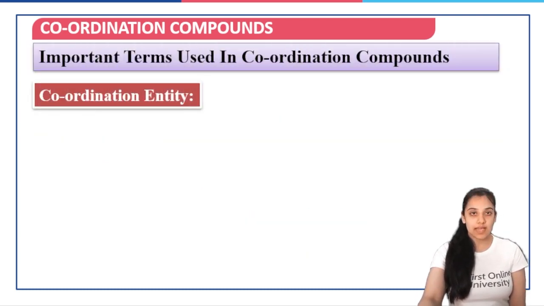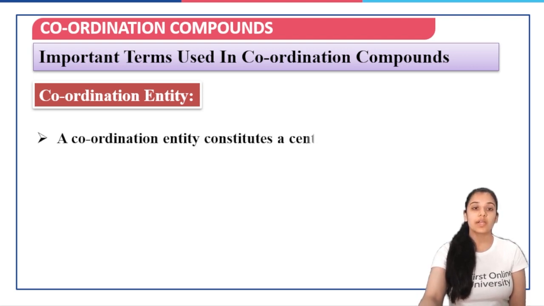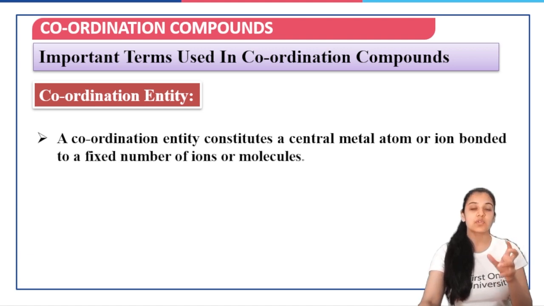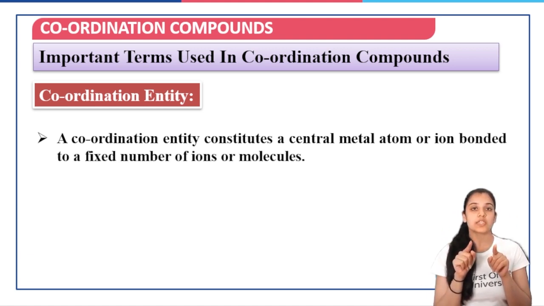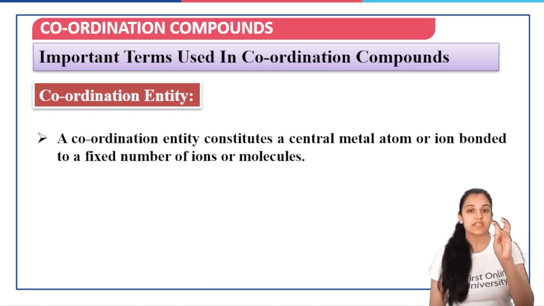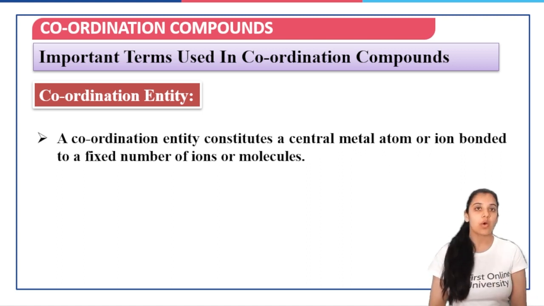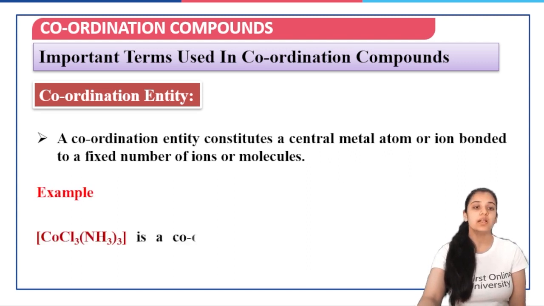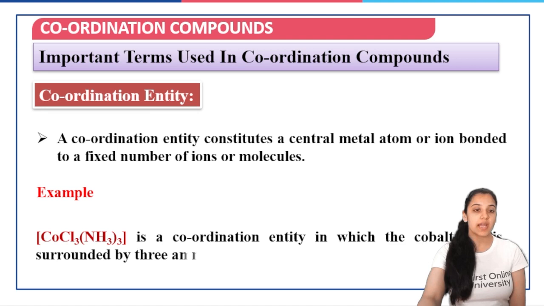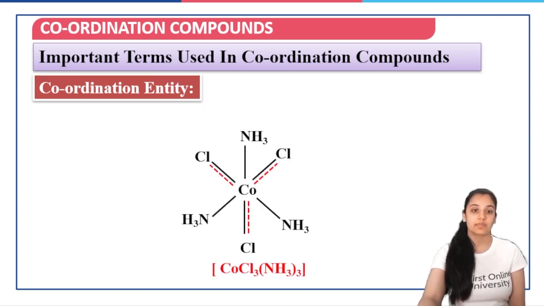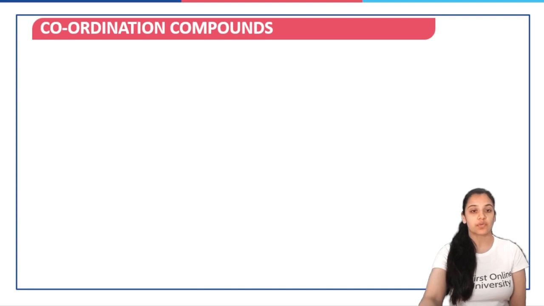So let us now understand these terms in detail. What is coordination entity or coordination sphere? A coordination entity constitutes a central metal atom. So remember what is there in the square brackets, the coordination sphere. Coordination sphere is also known as coordination entity. So inside the square brackets, we have a central metal atom or ion which is bonded to a fixed number of ions or molecules. For example, in this we have the coordination entity having cobalt as the metal ion and 3 ammonia molecules and 3 chloride ions as the ligands. This is going to be the structure of it.